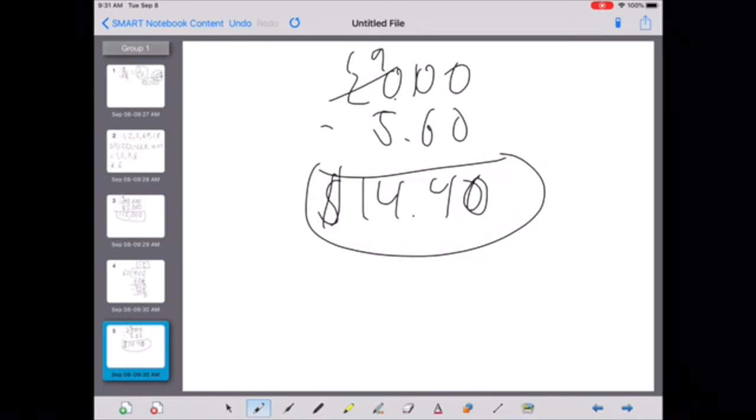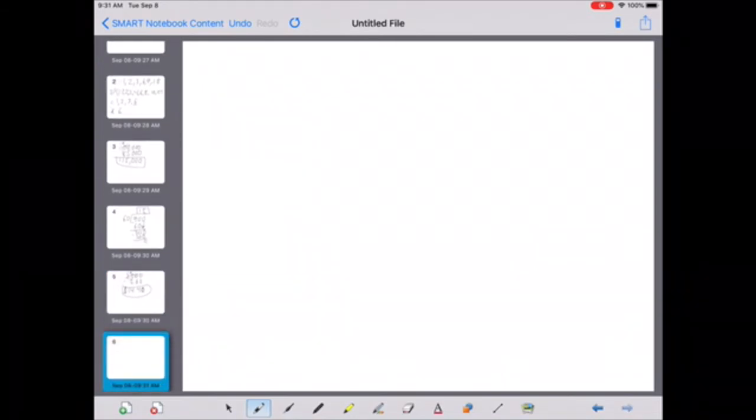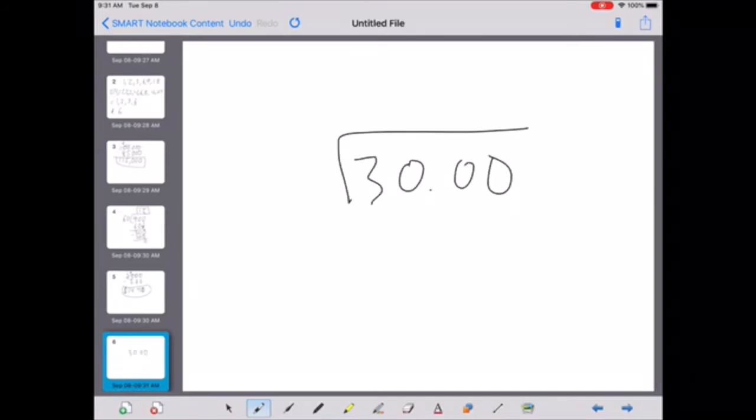$14.40. Number 14, missing something in multiplication. Missing in multiplication is once again a division problem. So I'm doing $30 divided by 12. Now, it was nice that they gave me the decimal point and the 2 zeros, guys. In the future, they won't. You'll have to add those in.